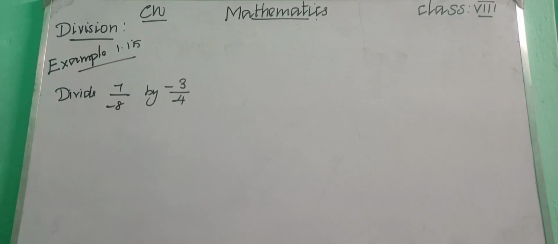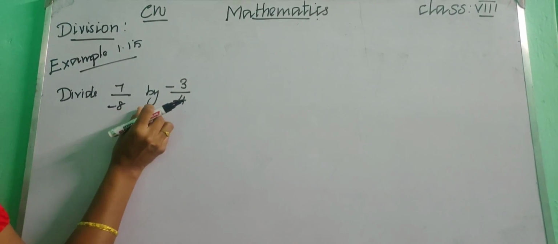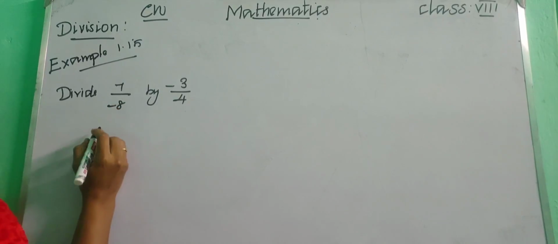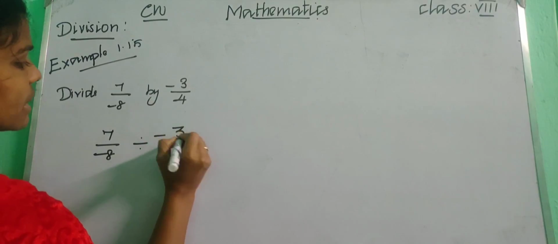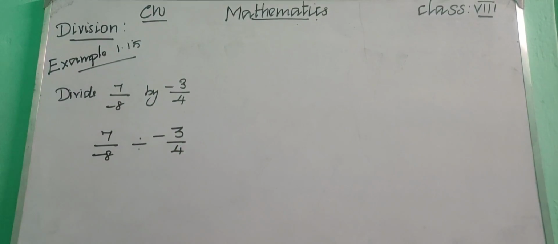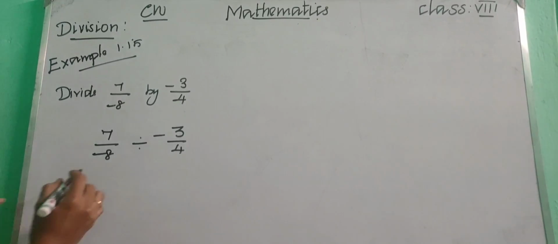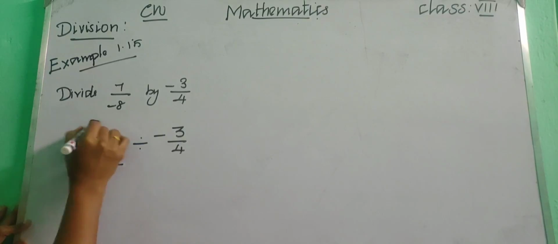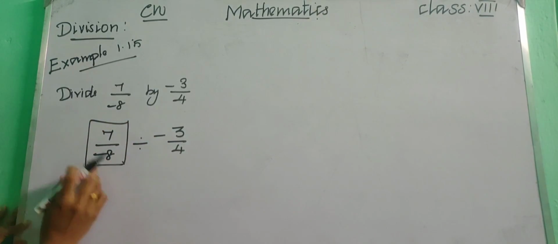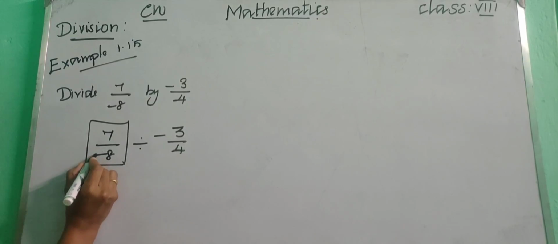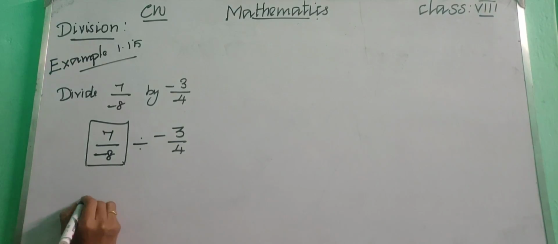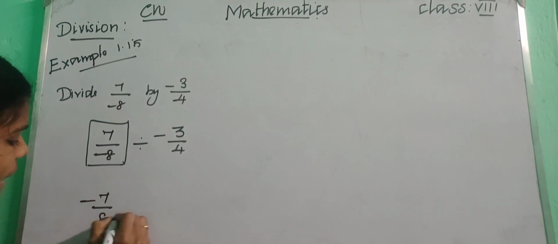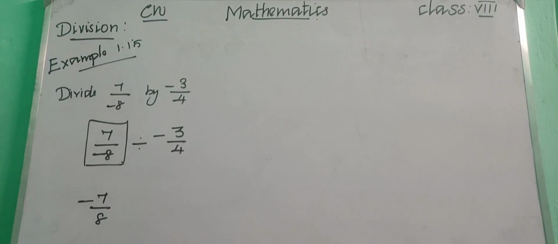Okay, so see, this is the first question. So by means you need to replace this by and put the division symbol. Okay, so 7 upon minus 8 divide minus 3 upon 4. Okay, this is the question. And what is the first step we need to do? So this is the first rational number, right? So make it into standard form and write the first rational number. So how will you make it into standard form? We have the minus sign in the denominator, right? So just move the minus sign to the numerator. Okay, children. So minus 7 upon 8. Okay, this is the first step.